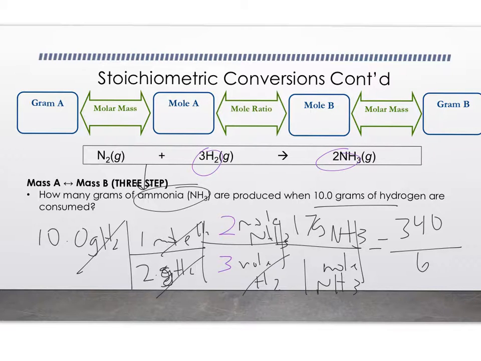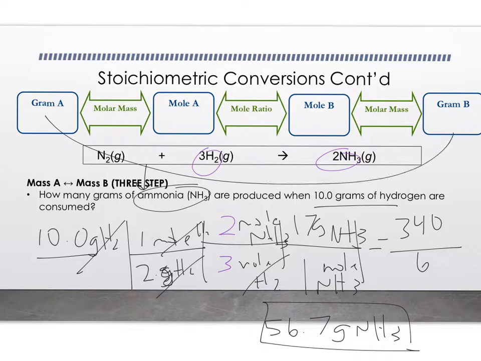56.666 repeating. And so rounding that to 3 sig figs because of our given, we end up with the answer 56.7 grams of NH3. So your gram to gram relationship is going all the way across from one side to the other.